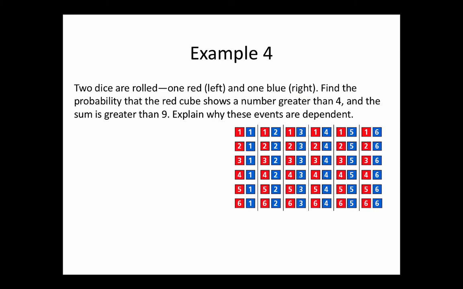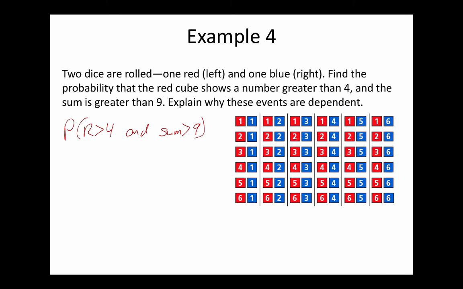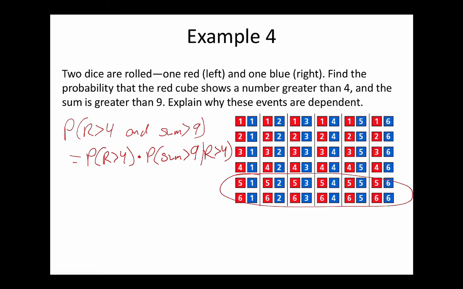So 2 dice are rolled again, one red and one blue, left and right. Find the probability that the red shows a number greater than 4 and the sum is greater than 9. So we're going to do the probability of red greater than 4 and the sum has to be greater than 9. The red being greater than 4 takes care of all of these. Let's just focus on that. So when we're calculating it, we're going to do the probability that the red is greater than 4 times the probability that the sum is greater than 9, assuming we already have a red greater than 4. Now, the red's greater than 4, I already circled those.